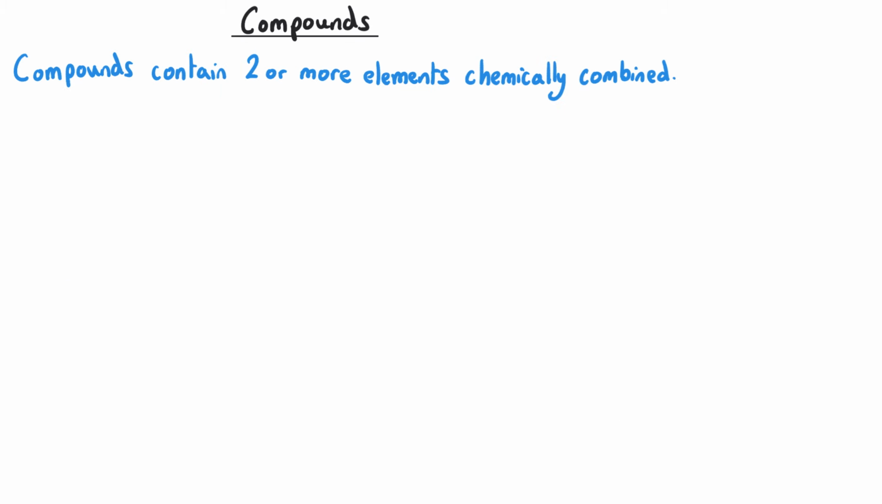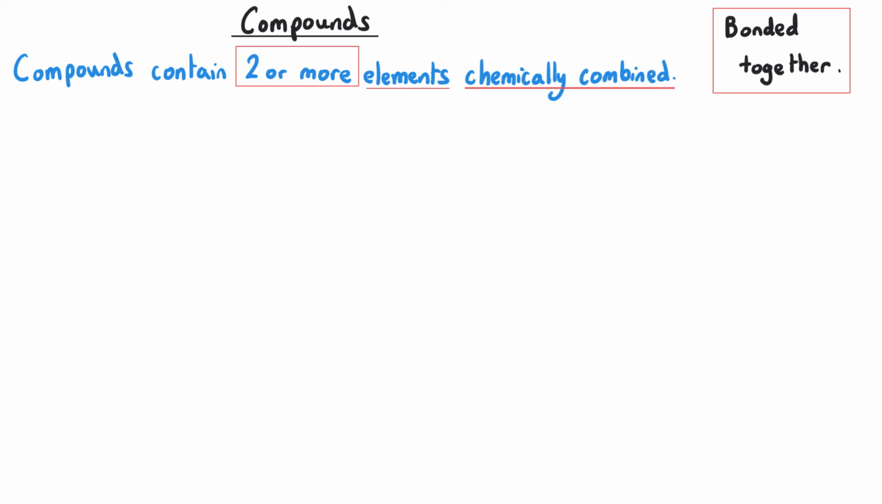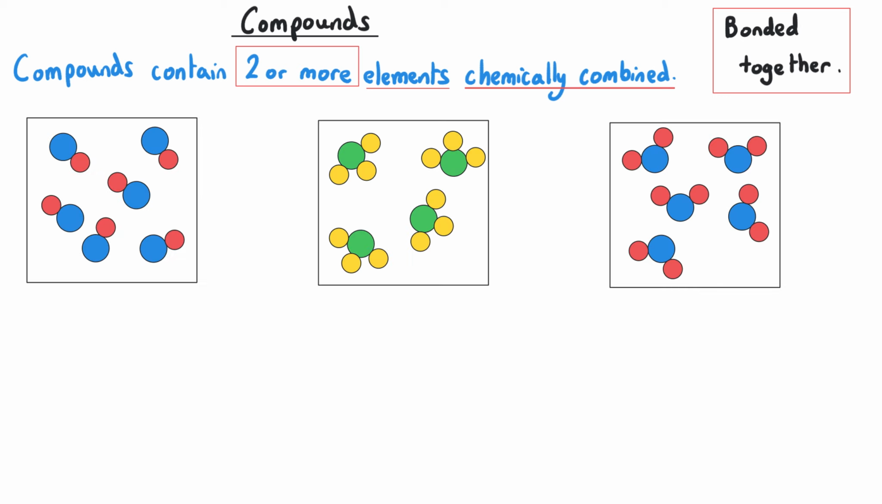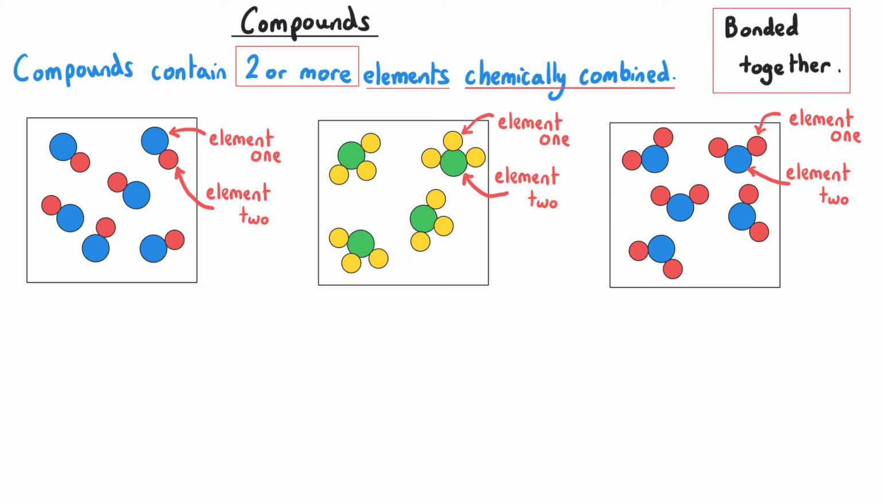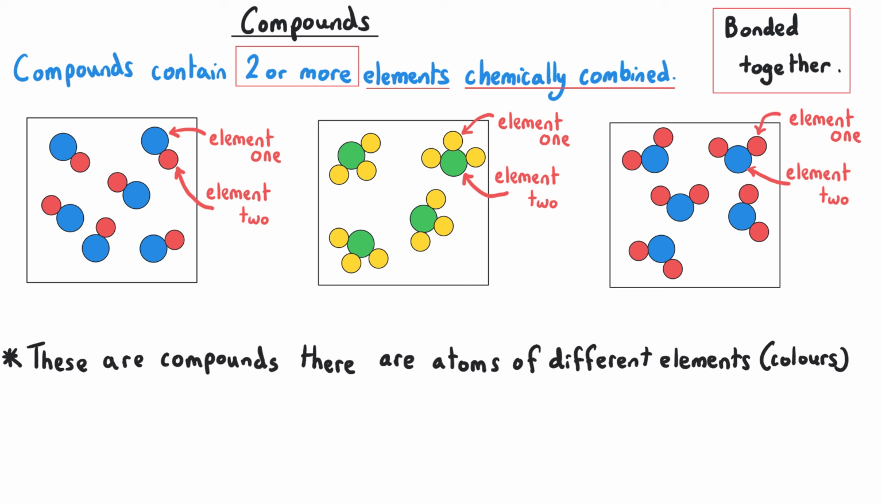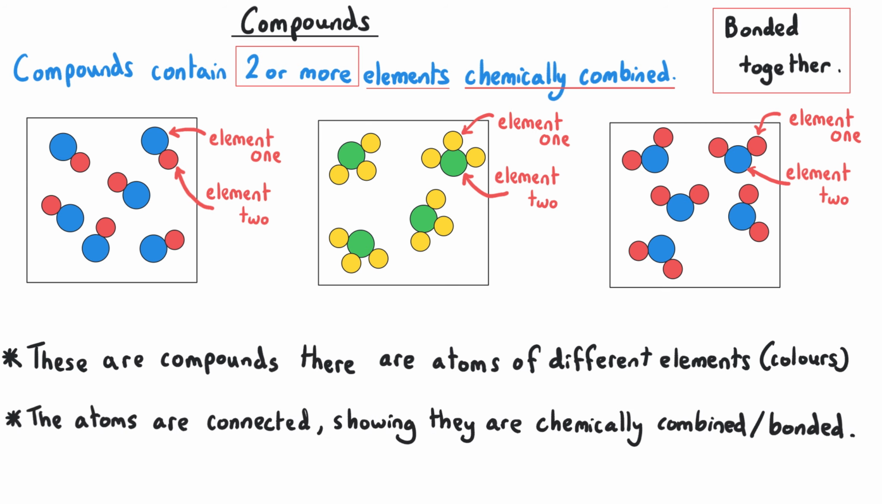Compounds are substances that contain two or more different elements that have been chemically combined. We sometimes refer to it as being bonded together. And you can see that from these diagrams here. I'm showing a variety of different compounds, and each of the compounds has got more than one different coloured atom being shown in its diagram. And that's how we know it's not a pure element anymore, because we've got different coloured circles representing those different elements that have been chemically combined.